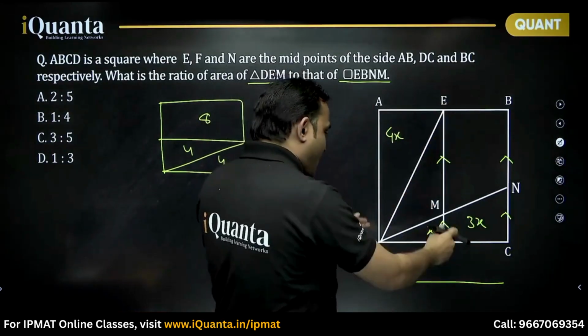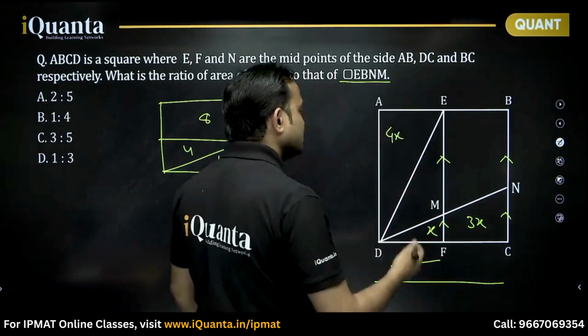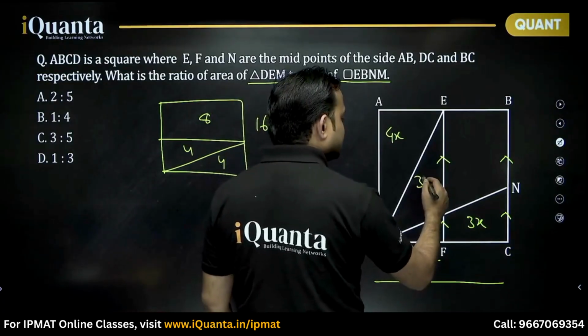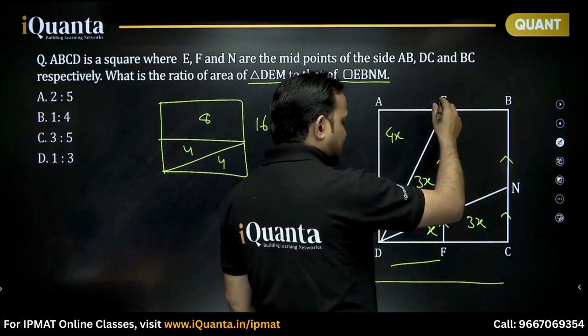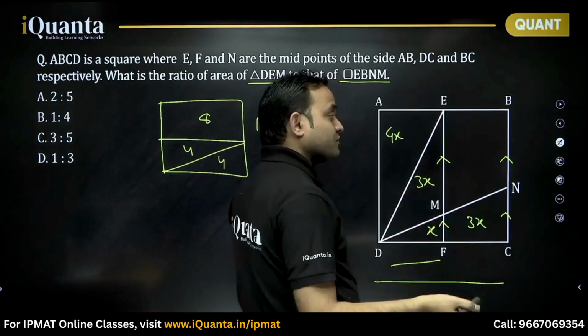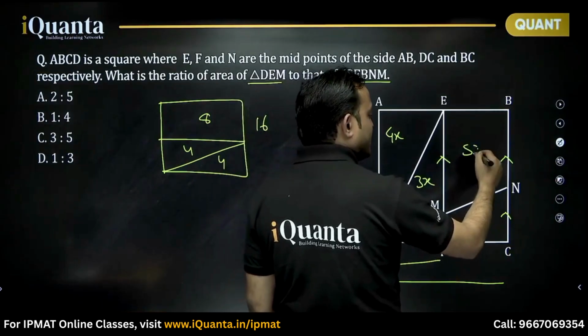And this half square must be double of this, which is 8x, 4x, x, 5x. So this must become 3x. And the rectangle EFCB, the area of this will also be 8x. We already have 3x, so this must be 5x.